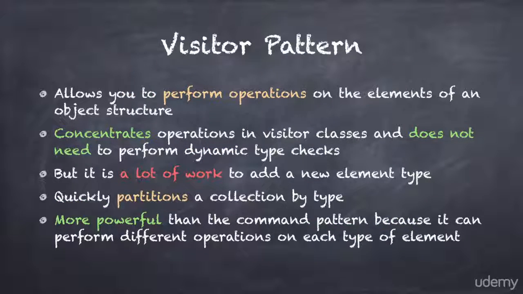And finally, the visitor pattern allows you to perform operations on the elements of an object structure without having to perform dynamic type checks. But the disadvantage of the pattern is that it is a lot of work to add a new element type, and the pattern produces complex APIs. A common use for the pattern is to quickly partition a collection by type.